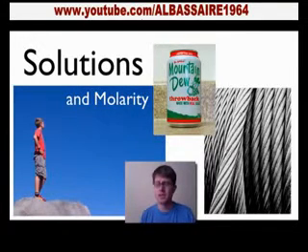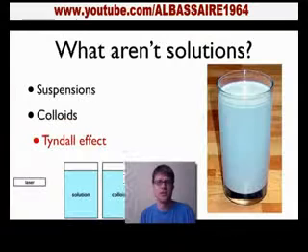Or like steel. The steel cable right here is actually a solution, or an alloy. What is the solvent? In this case, the solvent would be iron, but it's also going to have little bits of other trace elements, like carbon, which is one of the big ones in steel, and which actually keeps those iron molecules from sliding past one another at the molecular level. And so that's a solution.